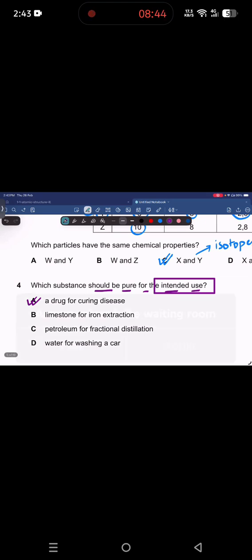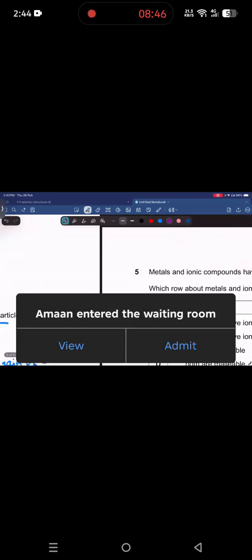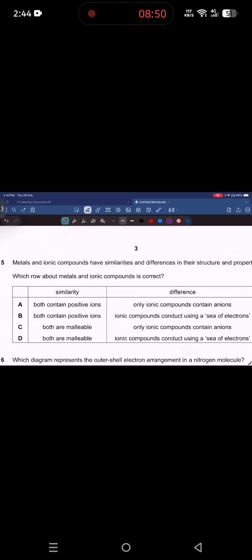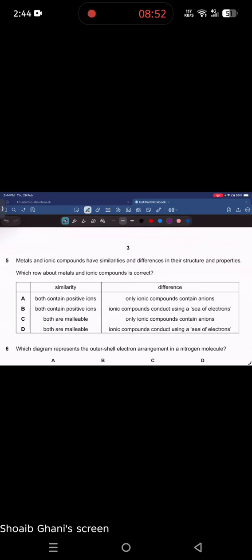Now the next thing, question number 5. Metals and ionic compounds have similar properties. The metals and the ionic compounds have similarities and differences in their structure and properties. Which row about metals and ionic compounds is correct?